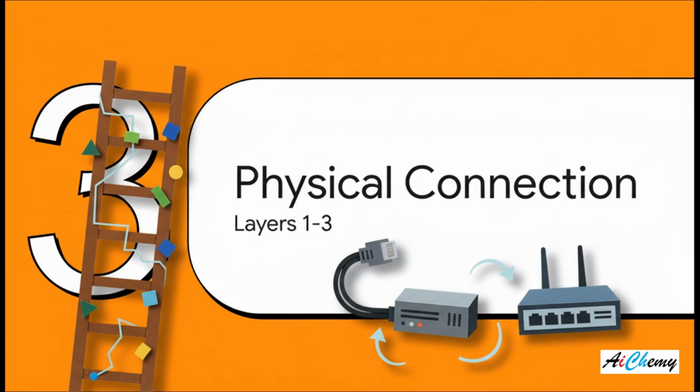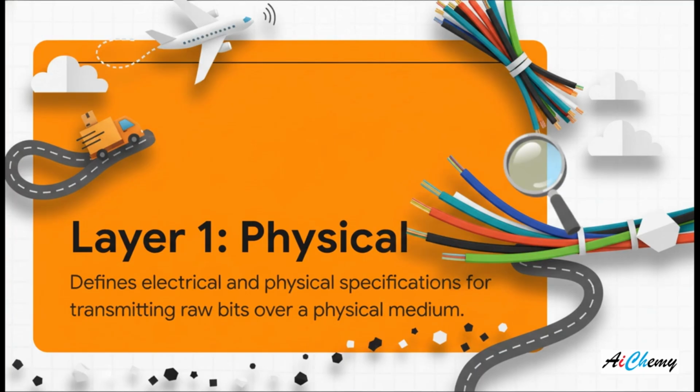So layer 1 is the physical layer, and it's exactly what it sounds like. It's the actual physical stuff. The wires, the fiber optic cables, the radio waves for your Wi-Fi. In our package analogy, this is the fleet of trucks and the network of roads. This layer has no clue what it's carrying. Its only job is to move raw bits, just a stream of ones and zeros from one place to another.